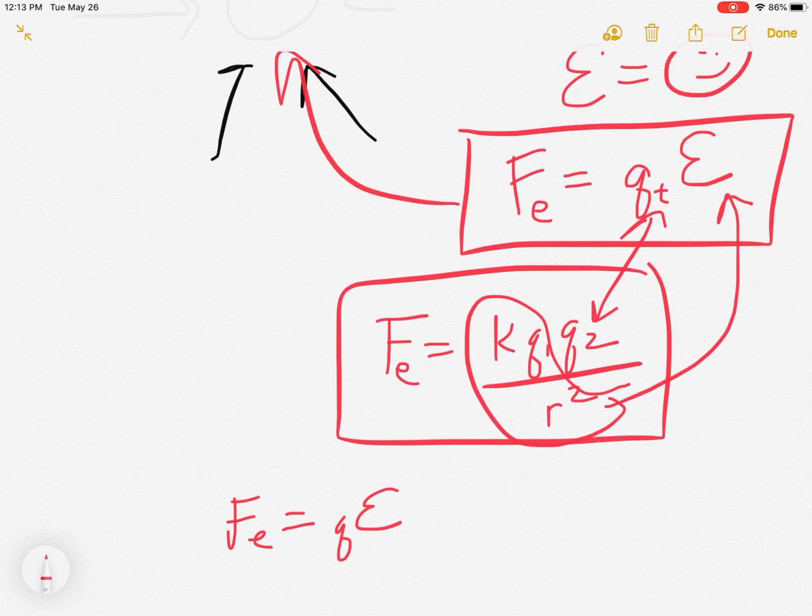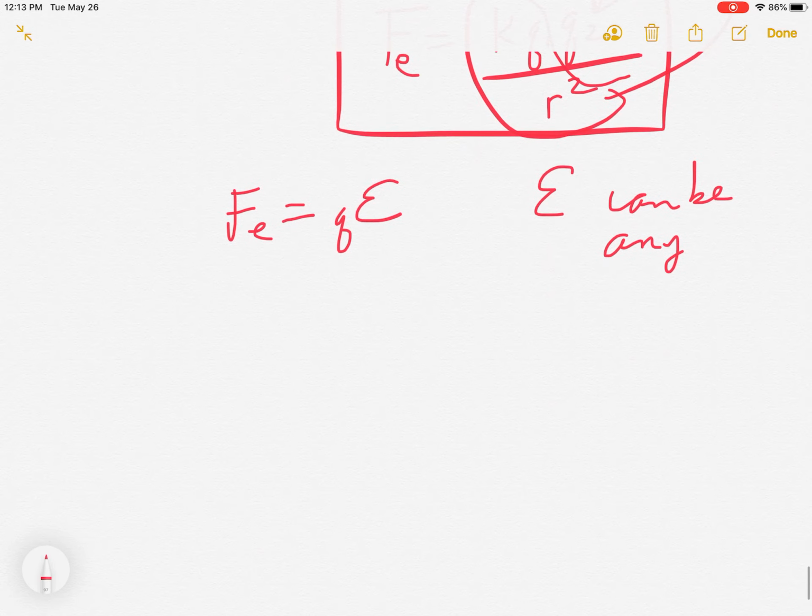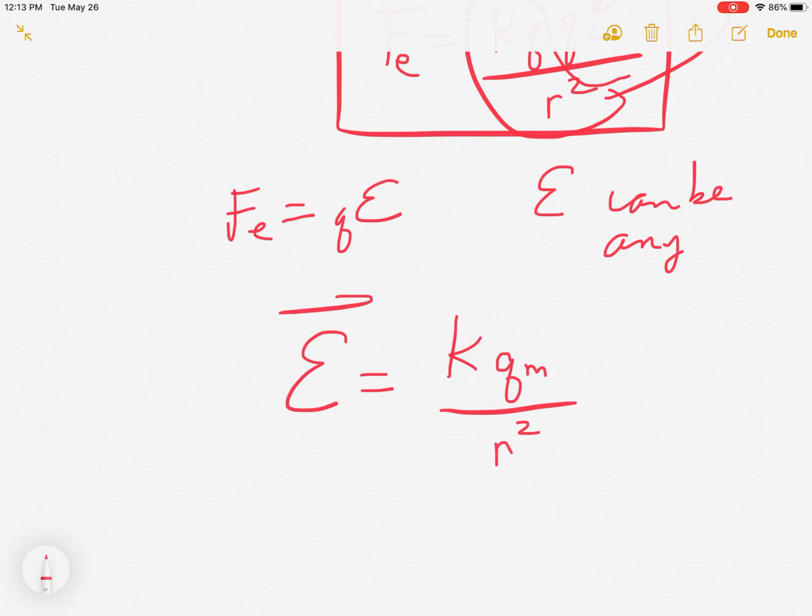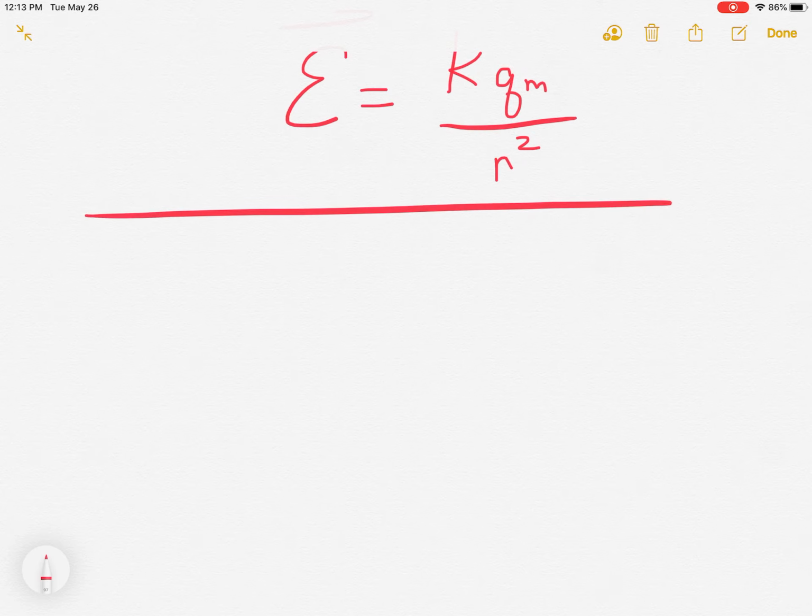The problem is, with gravity, we had g near the surface. It was always 9.8, but E can be any number, so it has to be calculated. And the way, of course, you calculate E is k QM, the master charge, over R squared. That's the field. We've already talked about electrical fields, so we should have that under our belt. Now, we get to energy.